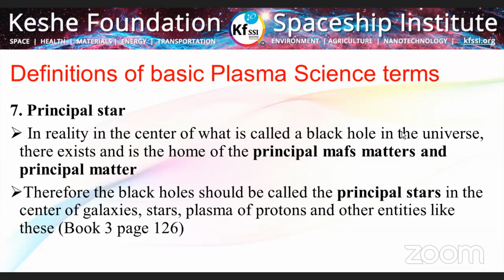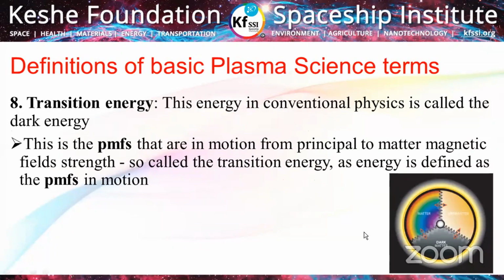Thank you. So it's not dark matter, it's not black hole, it's the principal star, right in the center of universes. There exists and is the home of the principal magnetic fields, matters, and principal matter. So black holes should be called principal stars. You can read more about it on page 126 of book 3, or thereabouts, depending on your edition.